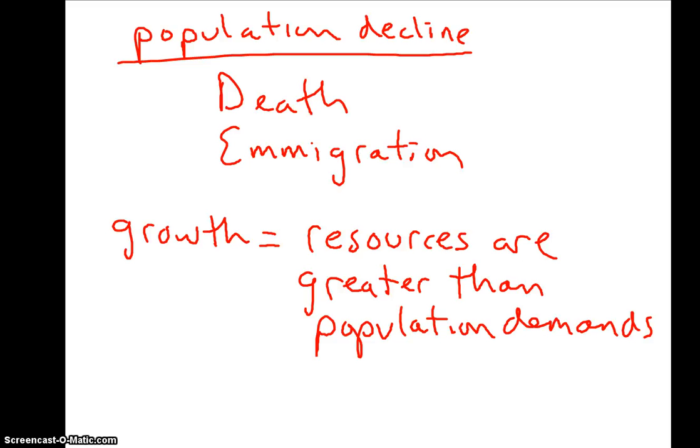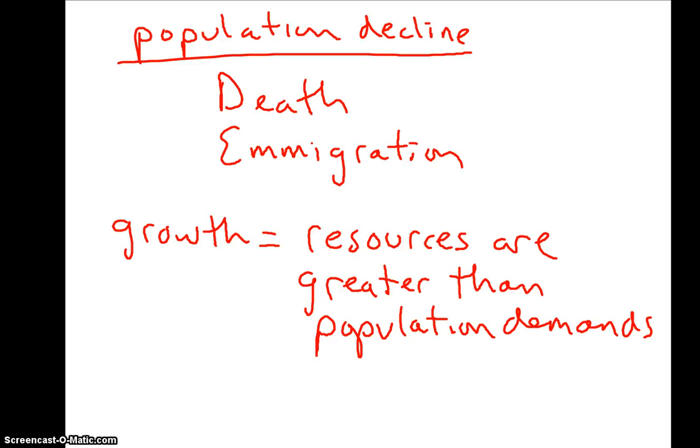So growth happens when the resources are greater than the population demands. And populations can grow very, very fast if they've got resources. So given unlimited resources, all populations would grow. Some populations would grow very quickly. Think of mosquitoes, fish, other insects.